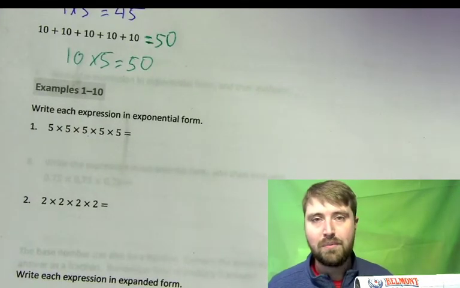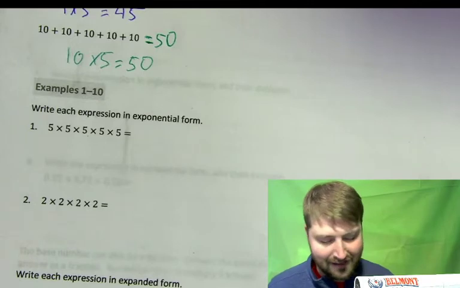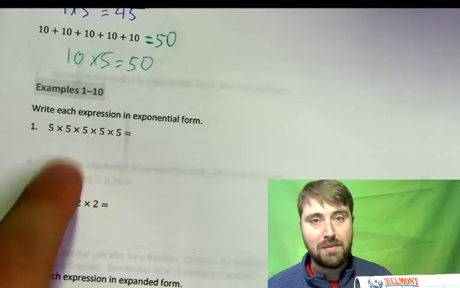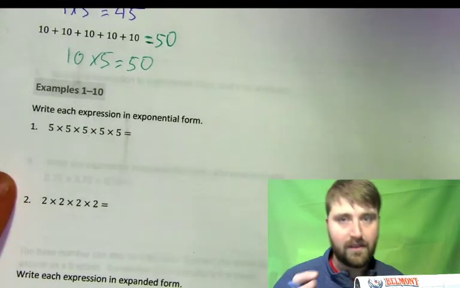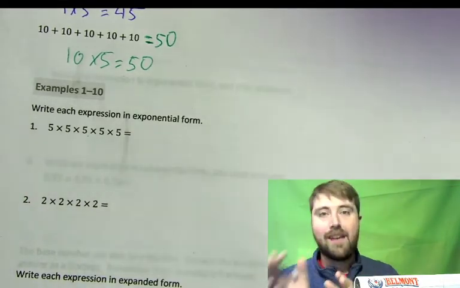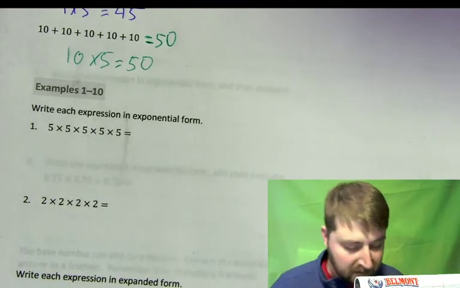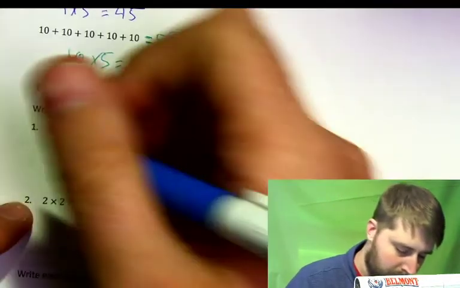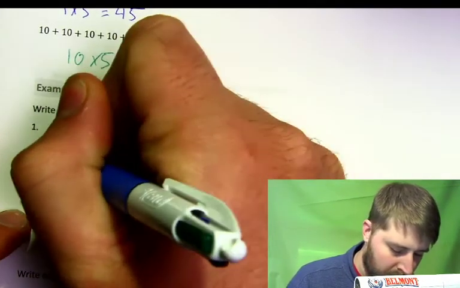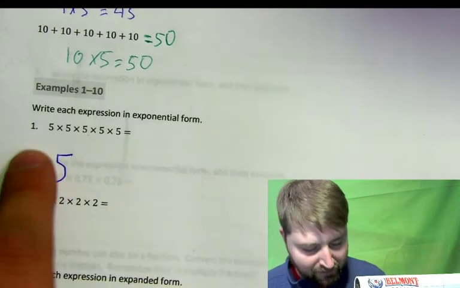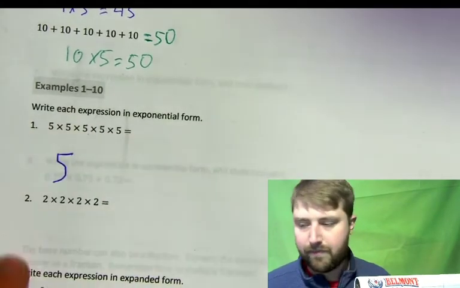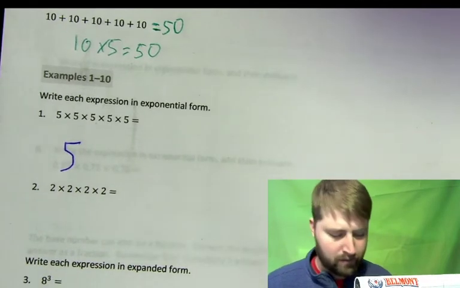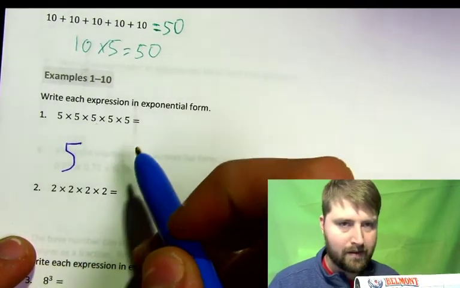What number are we multiplying itself times? And I really don't like this example just because we're going to have two fives there, but it'll be okay. We're multiplying 5 by itself. And when I say 5 by itself, I mean we're multiplying 5 times 5 many times. So that right there is going to be our base. So we're going to have a 5 right there because we're multiplying 5 times 5 times 5 times 5 times 5. How many times are we multiplying 5 by itself? Well, there's 1, 2, 3, 4, 5.